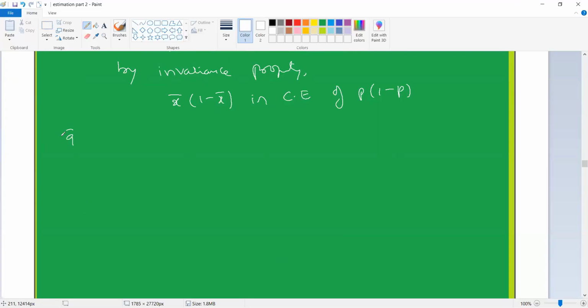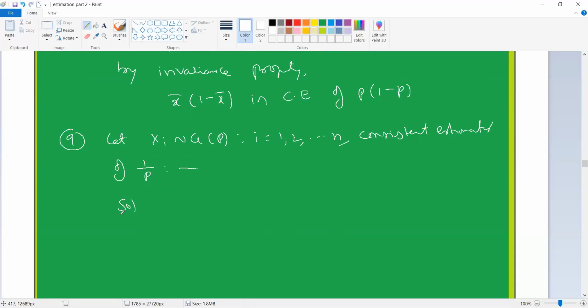The last one: let xi follow geometric p, i is equal to 1 to n. Find the consistent estimator of 1 by p. E of x is equal to 1 by p. Variance of x is equal to q by p square.